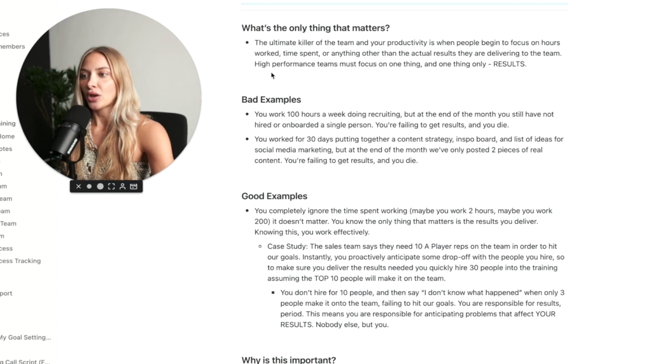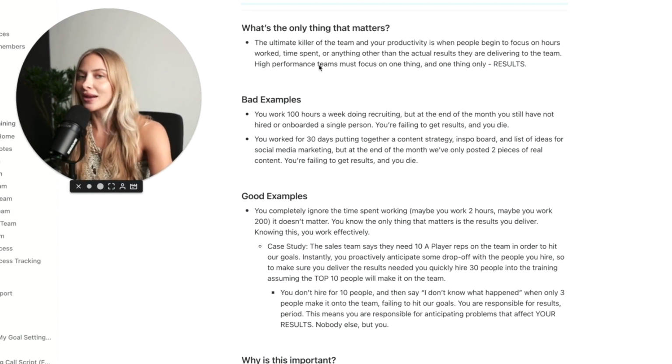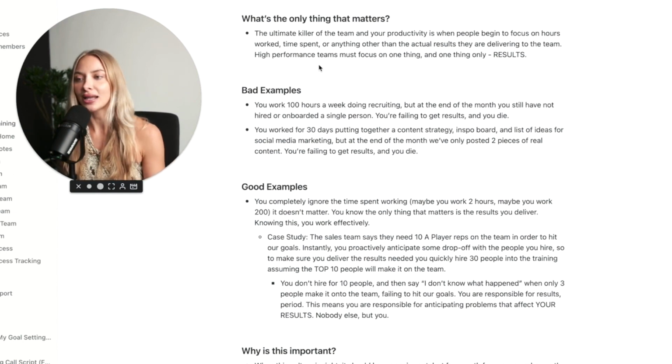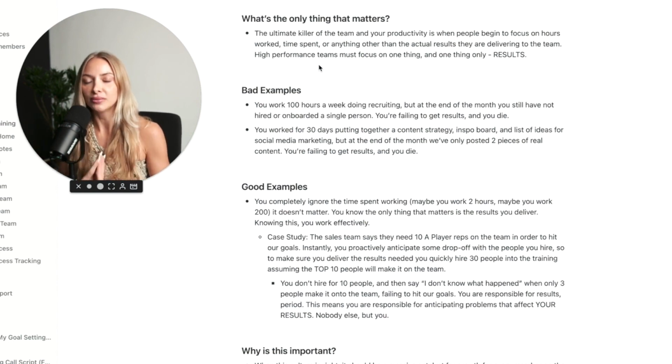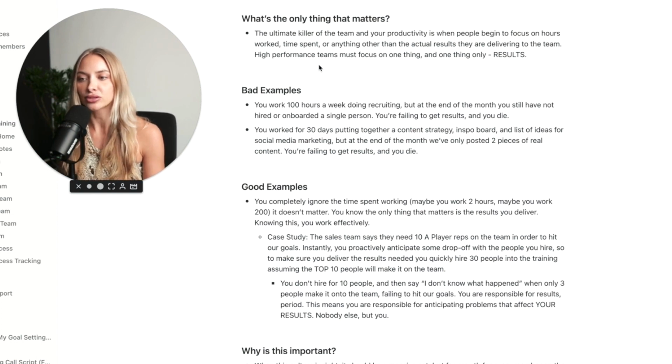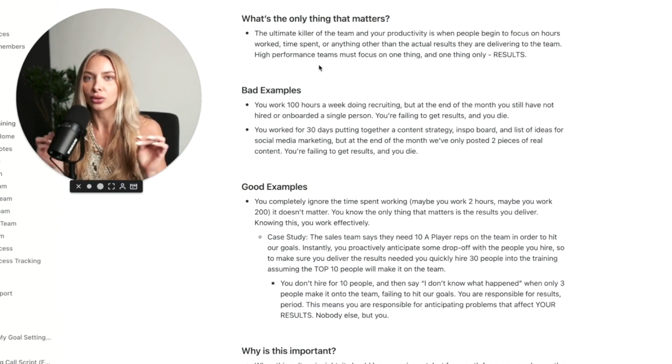Results or die. What is the only thing that matters? So we are outlining the only thing that matters to your team very specifically. We, for example, say the ultimate killer of the team and your productivity is when people begin to focus on hours worked, time spent, or anything other than the actual result they're delivering to the team. High performance teams must focus on one thing and one thing only, which is results. So please include that in your core values.